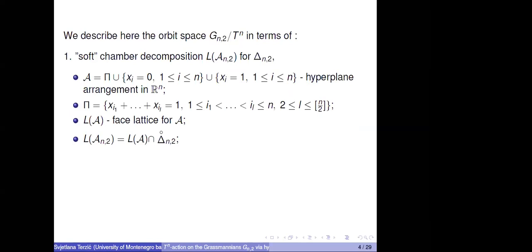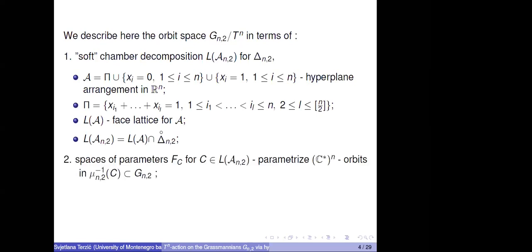First is what we call the soft chamber decomposition of the hypersimplex Δ_{n,2}. Namely, we consider a hyperplane arrangement in R^n, given by this set of planes and by the planes x_i = 0 and x_i = 1, which actually contain the facets of the hypersimplex Δ_{n,2}. Then we consider the face lattice of this hyperplane arrangement and consider the intersection of this face lattice with the interior of Δ_{n,2}. Why I consider the interior will be clear later, because everything here can be done inductively.